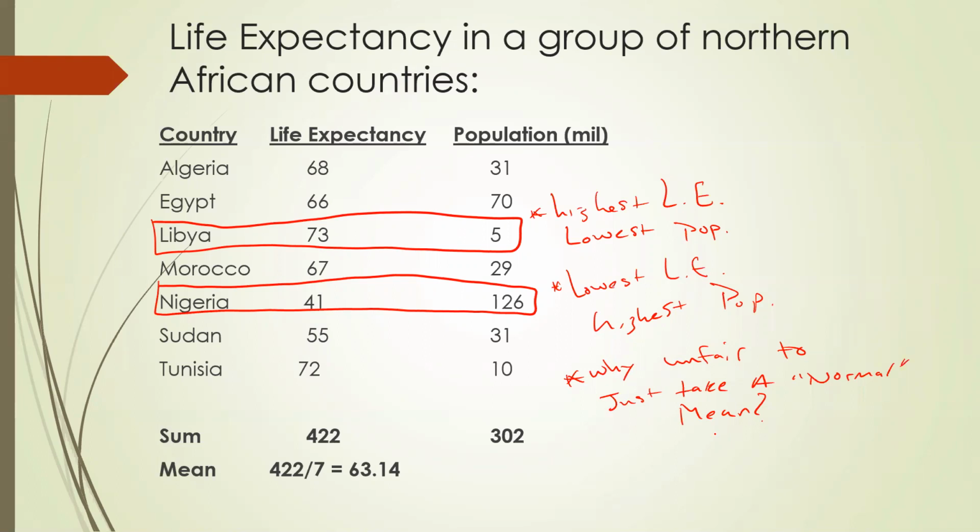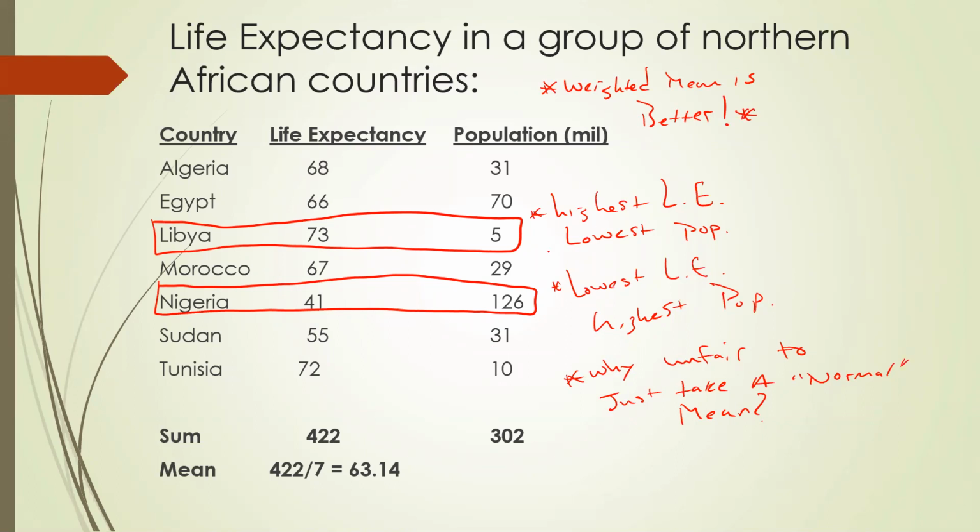So like if you look here, basically what we're saying here is Nigeria has roughly 25 times as many people in it as Libya. So what we should do, oh, you're okay, don't worry about your mic. So what you should do here is you want to count this much more, okay? So what we want to do here, instead of just doing a normal mean, a weighted mean might be better.